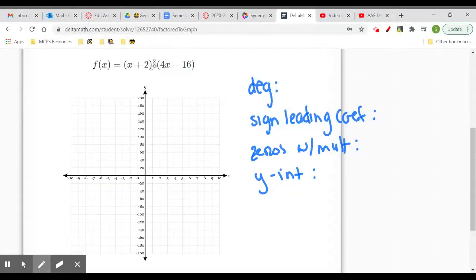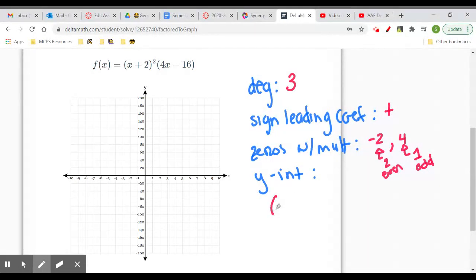So the degree here is 3. And my leading coefficient would be positive when I were to multiply this out in standard form. My first term would be, I believe, 4x to the third. The zeros, it's in factored form, so this is nice. -2, and that has an even multiplicity. It happens twice. And if I were to use the zero product property here, 4x minus 16 equals 0, I'm going to get 4. And that has a multiplicity of 1. It has an odd multiplicity. So that tells me kind of how it behaves.